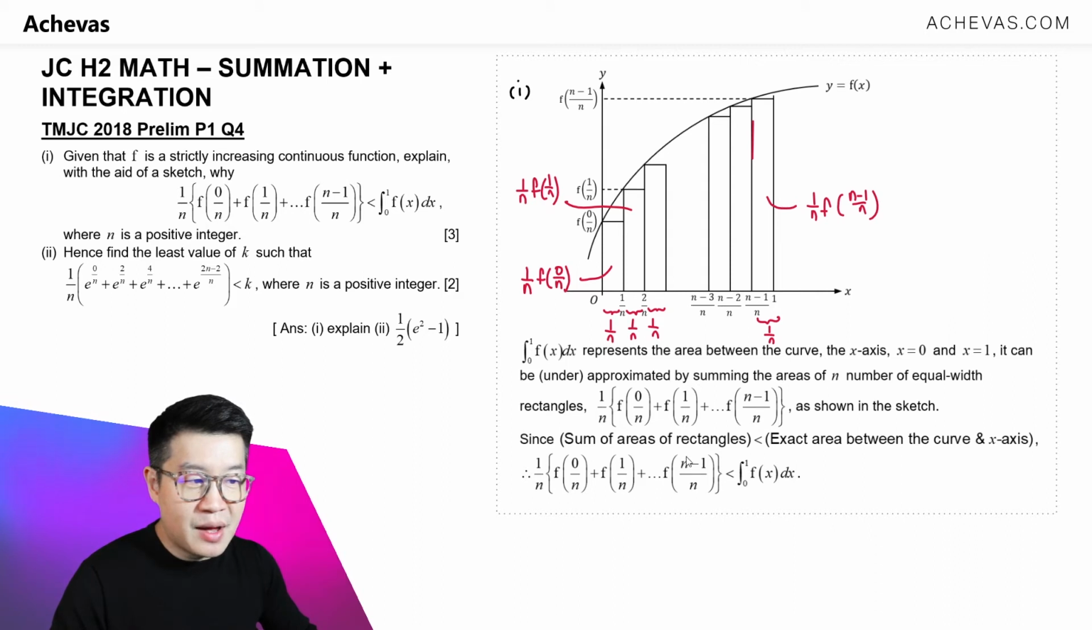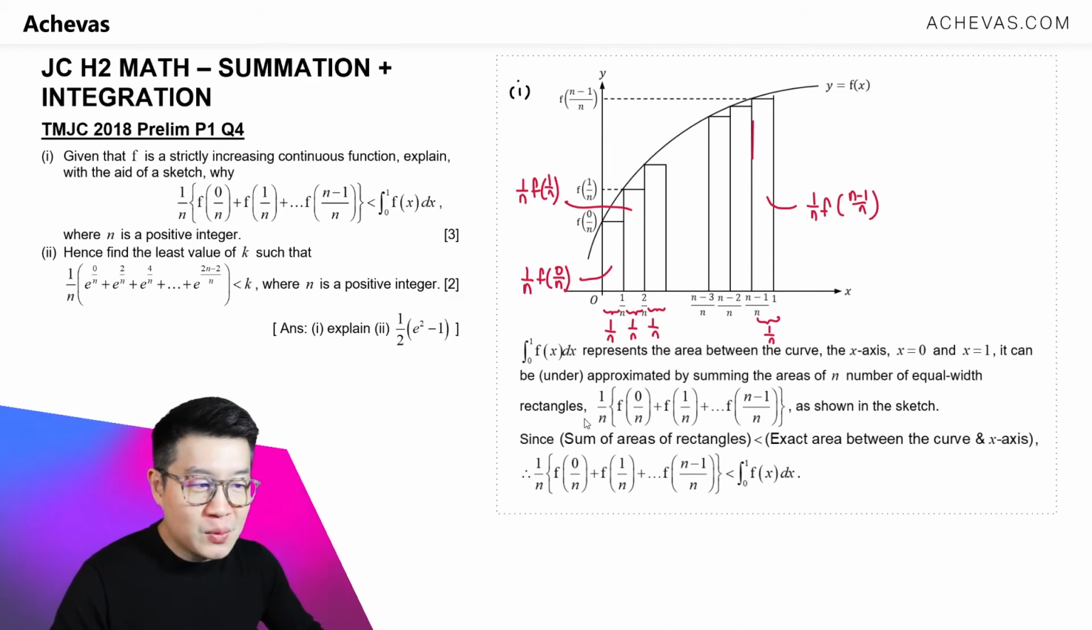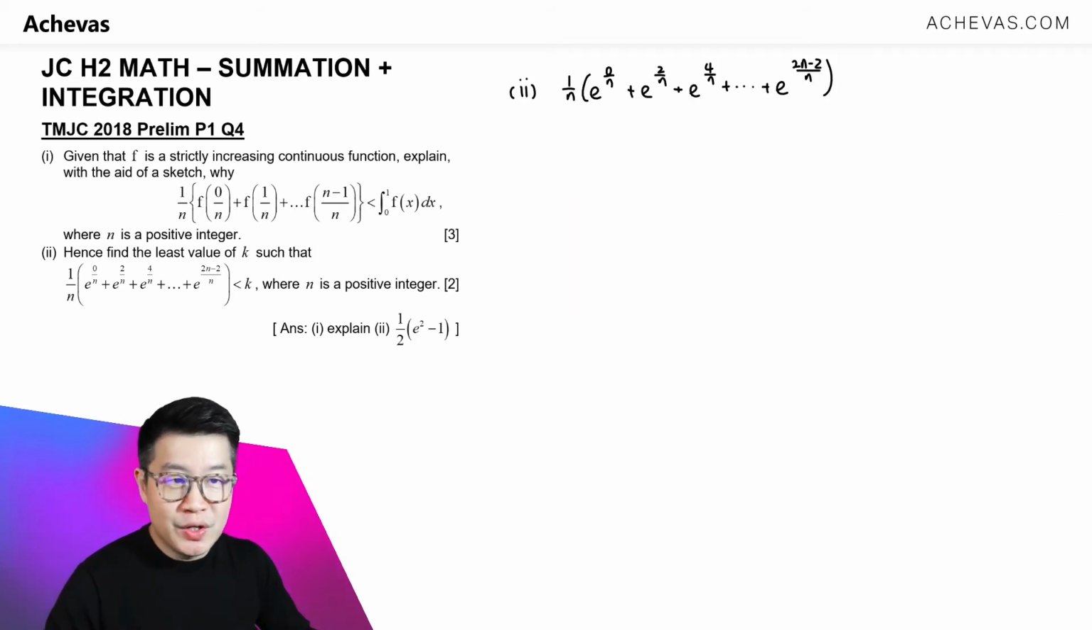It represents the sum of the areas of the rectangles, and these rectangles are drawn below the graph. And that is why this sum is going to be less than the exact area between the graph, the x-axis, x equals 0 and x equals 1. And henceforth, we can explain that this series here is less than this definite integral. What we need to do in part 2 is to find a relationship between this inequality and what we have explained in part 1.